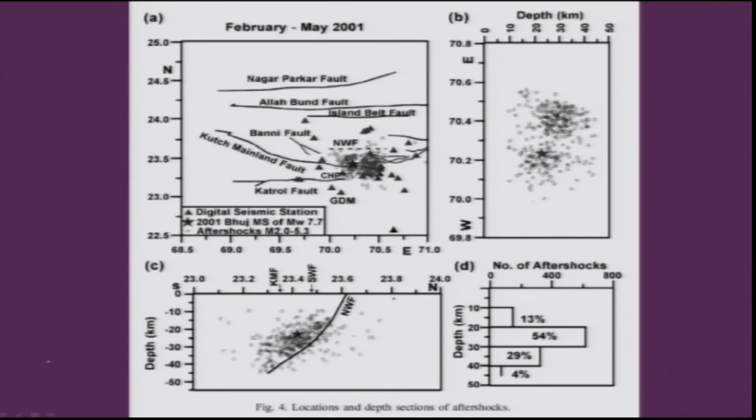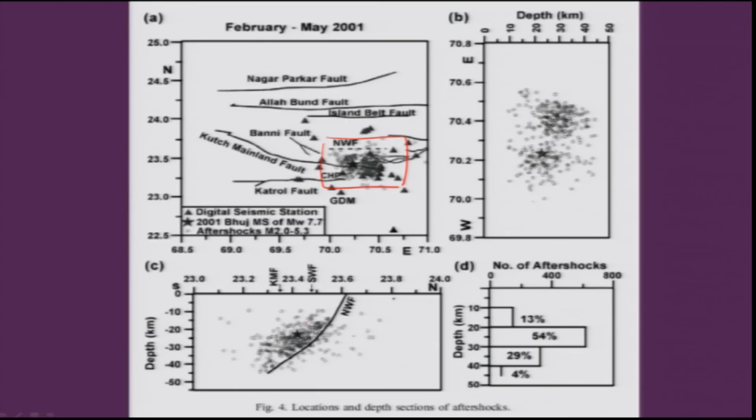So this is an exercise which was done for the 2001 Bhuj earthquake, where you can see the different sections which were prepared. This is the plan view, which shows how far the area on the surface was covered. This is the main shock here, and you have the other smaller earthquakes, aftershocks, which were triggered here. And these are the depth sections, which show how deep the earthquakes were. You can see the maximum depth is around 25 to 30 kilometers, and the main shock was around 25 kilometers.